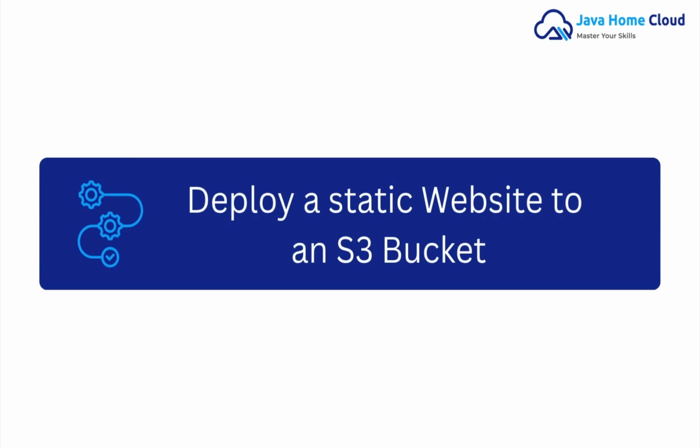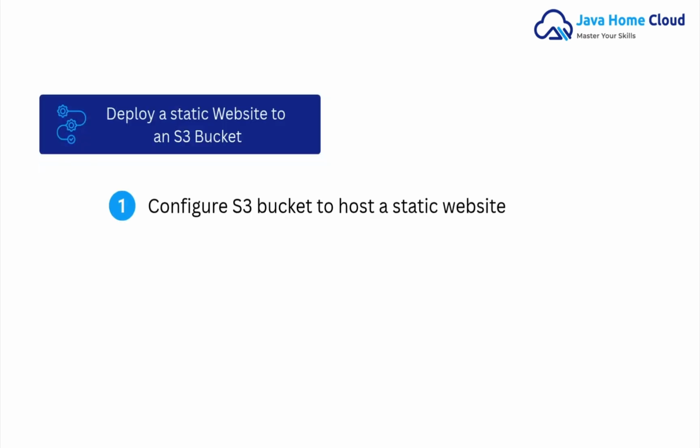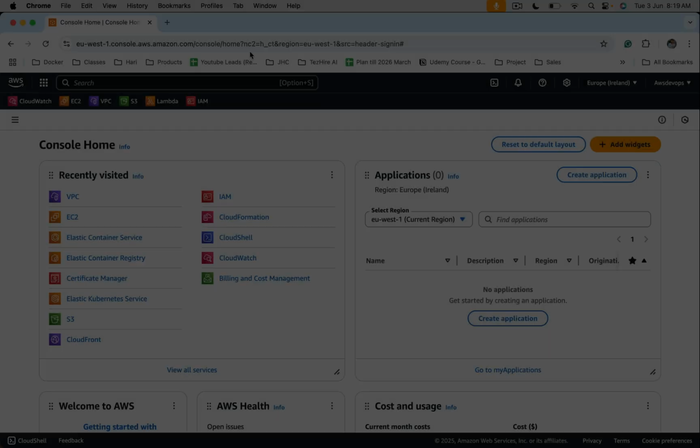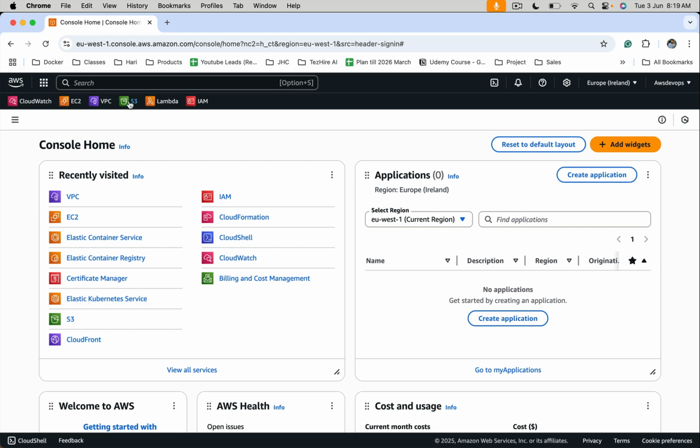To understand GitHub Actions better, I want to demonstrate a simple use case, that is, deploying a static website to an S3 bucket. Let's see what is covered in this video. Number one, configure S3 bucket for hosting a static website. Followed by number two, writing a GitHub Actions workflow to deploy the code from the GitHub repository to the S3 bucket. Let's get started.